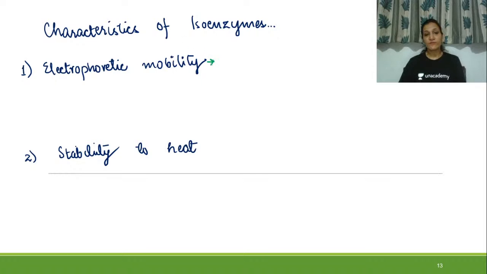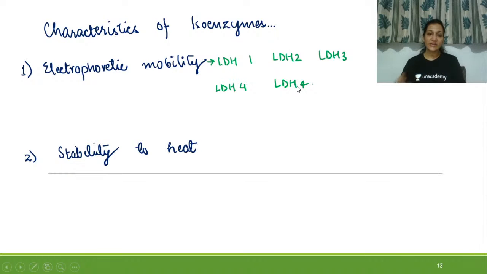Electrophoretic mobility. We have already discussed which enzyme differs in electrophoretic mobility. Just at the start of the class, when we were doing the definition of isoenzymes, I told you that there are many forms of LDH, though the most common are 5, and they differ from each other on the basis of electrophoretic mobility. So the 5 forms of LDH are LDH1, LDH2, LDH3, LDH4 and LDH5. They run differently in electrophoresis.